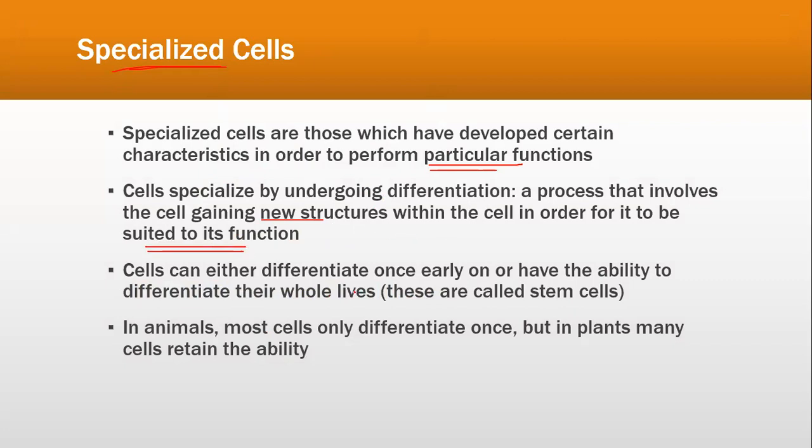Cells can either differentiate once early on or have the ability to differentiate their whole lives. These are also known as the stem cells, जो हम आगे discuss करेंगे in our next topic of the cell structure. तो cell differentiation क्या होती है? For example, a typical animal cell might gain some new structures. For example, hairs, and in order for it to be suited to its function.